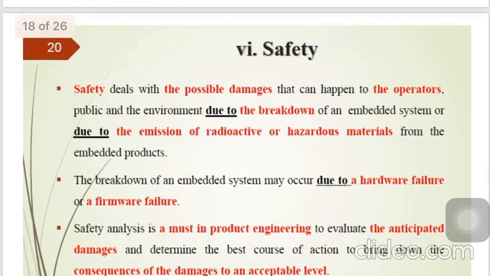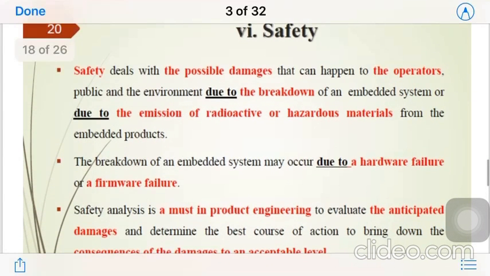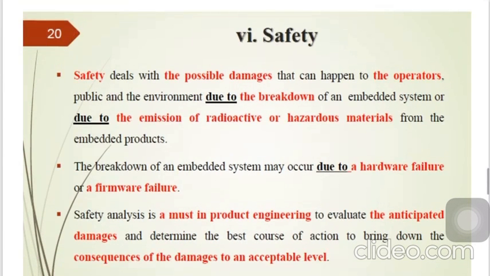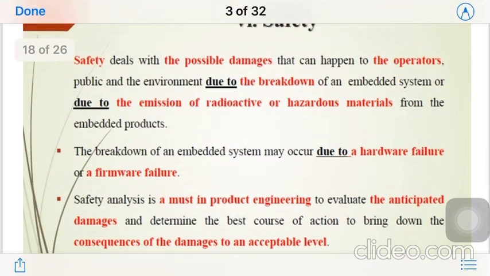Okay, so that's what we're saying, this has to be properly documented so that the user can read it and properly follow those things. Okay, so these are the safety measures that have to be followed for some particular embedded system. The breakdown of an embedded system may occur due to hardware failure or firmware failure.